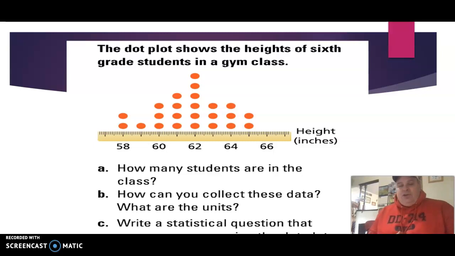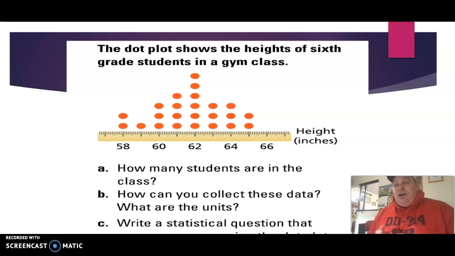Right, a statistical question. If you said, what is the average height of a student? You would be wrong because you could actually collect all that data and you would come up with only one answer. If you asked, can the students who are 62 inches touch the net? That would be a statistical question because you would have several answers.